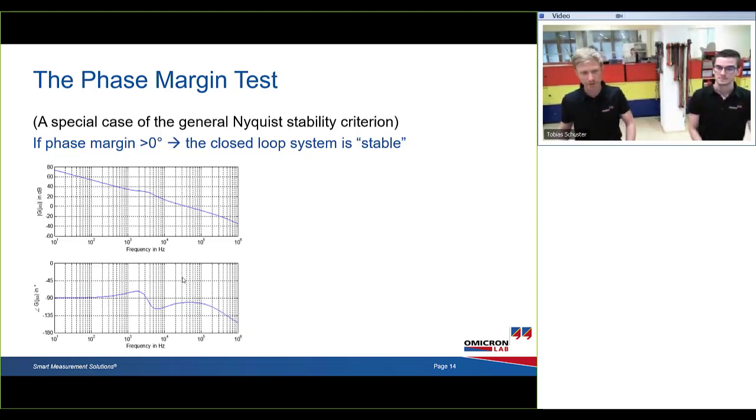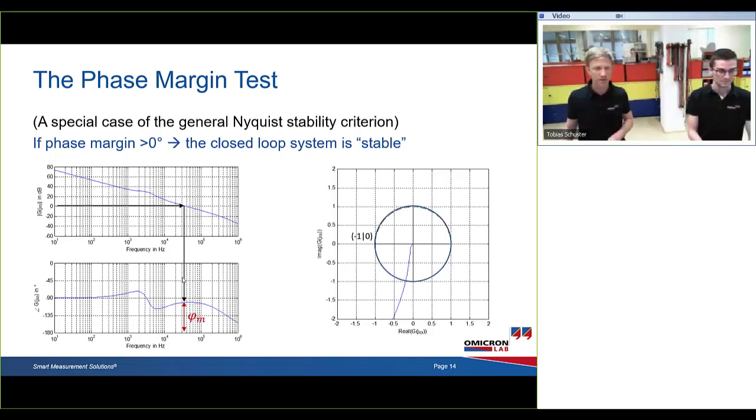And how do we measure that? The phase margin test says look at the 0 dB crossover frequency in the gain plot, and then measure how much phase distance is left before you hit minus 180 degrees, because 0 dB, that's a 1, and minus 180 degrees, that's a negative sign, changing the sign. So we end up at minus 1. That's the instability point. And by measuring the phase that is left before we would hit the instability point, we can get a number for the stability.